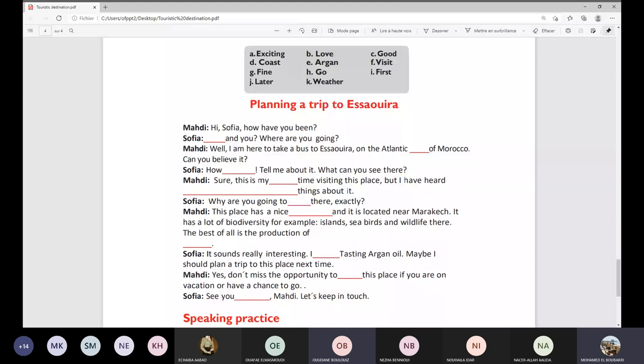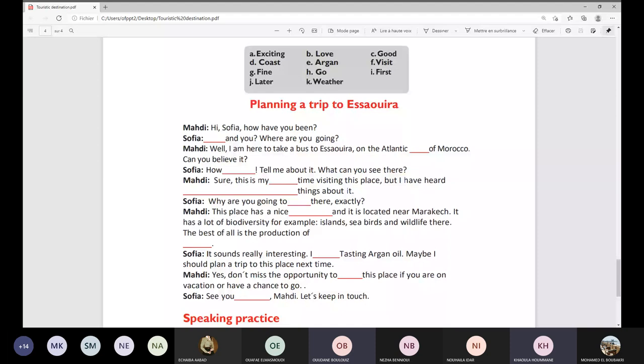Hi, Sophia. How have you been? Fine, and you? Where are you going? Well, I am here to take a bus to Essaouira on the Atlantic coast of Morocco. Can you believe it? How exciting. Tell me about it. What can you see there? Sure. This is my first time visiting this place, but I have heard exciting things about it.